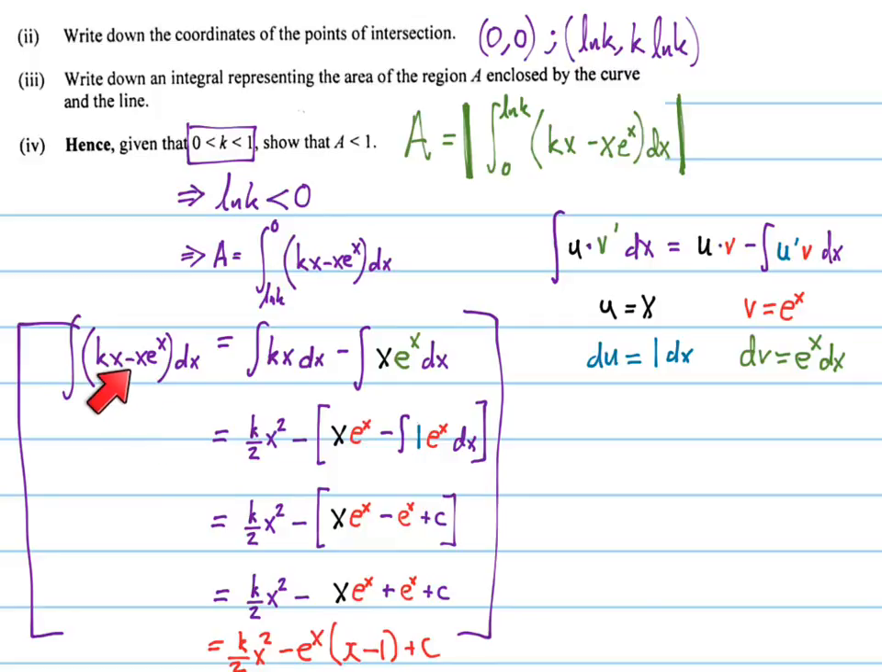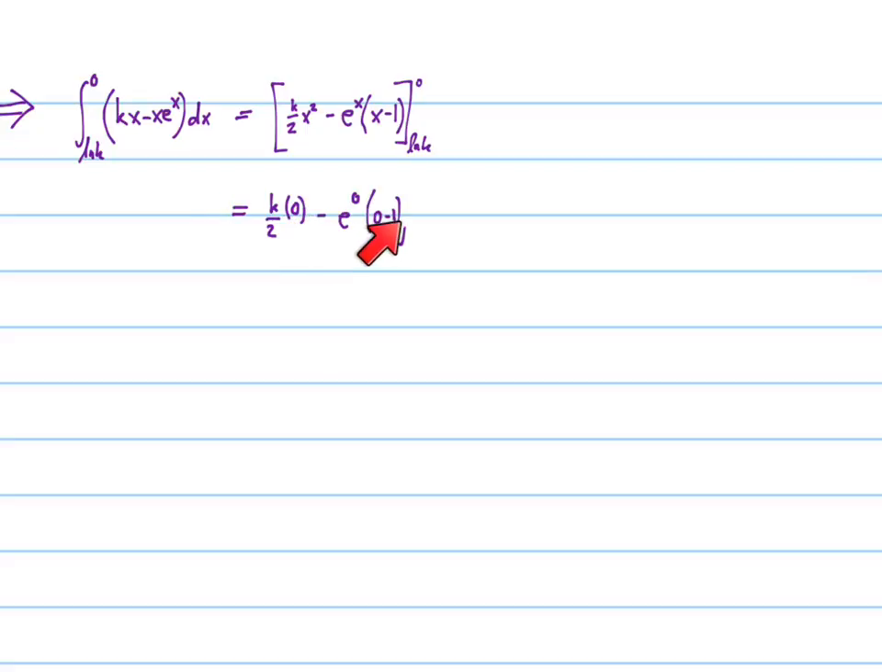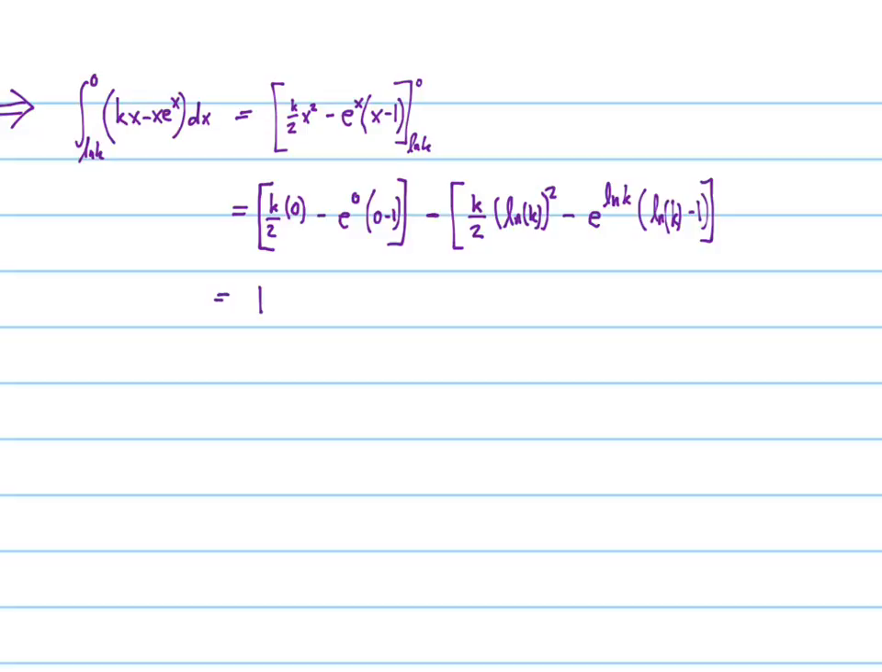So I have pre-integrated this particular function to be this strange looking thing where it's half of k x squared minus e to the x, x minus 1, plus a constant. That constant won't be an issue though, because we're finding a definite integral. I use my brackets and put in the integral that we just found with the boundaries. Of course, then we substitute in 0 for x, and we subtract what happens after we substitute in natural log of k for x. This again represents the area between the two curves.